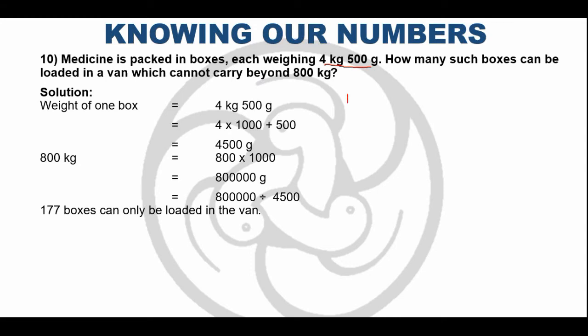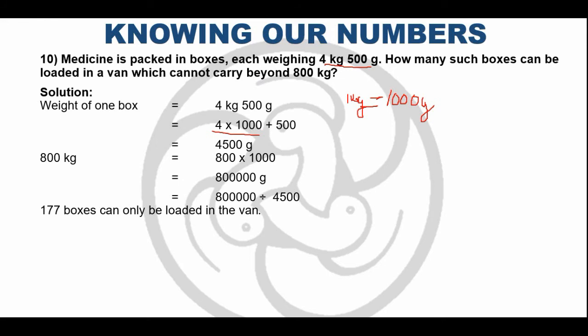So 1 kg equal to 1000 grams. You have to multiply 4 into 1000, plus 500. 4 into 1000 is 4000. 4000 plus 500 equal to 4500 grams. Next one is 800 kilograms, which is given as a kilogram, so you have to convert it into grams. 800 into 1000, that is 8 lakh grams.